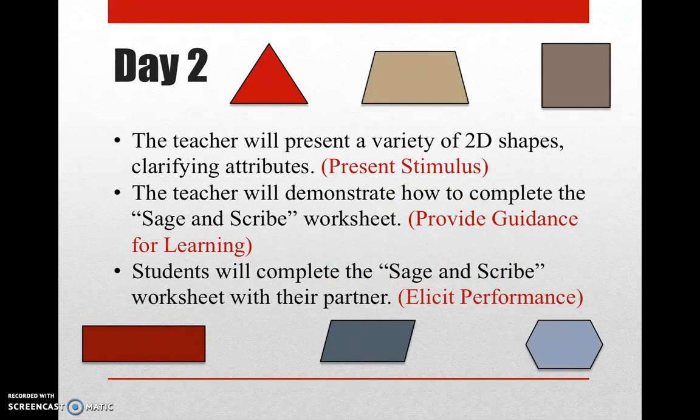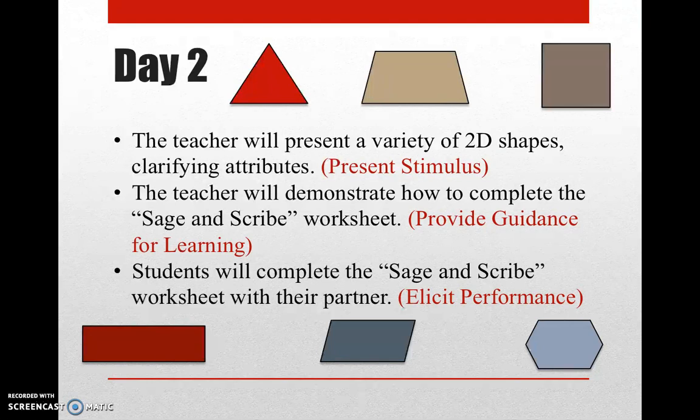On day 2, the teacher will present students with a variety of 2D shapes and clarify the attributes that those shapes have. So for example, understanding that a square is a square because it has 4 right angles, all sides are equal, and opposite sides are parallel. So going through different shapes with students and understanding how to look for parallel lines, how to look for different types of angles. The teacher will then demonstrate how to complete the Sage and Scribe worksheet.